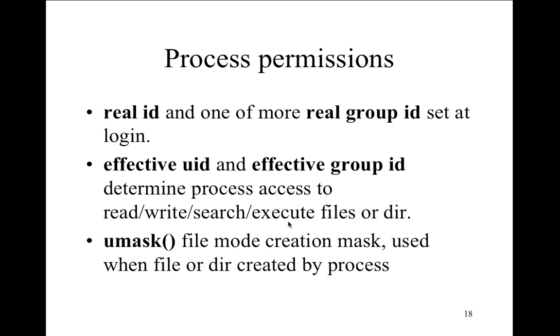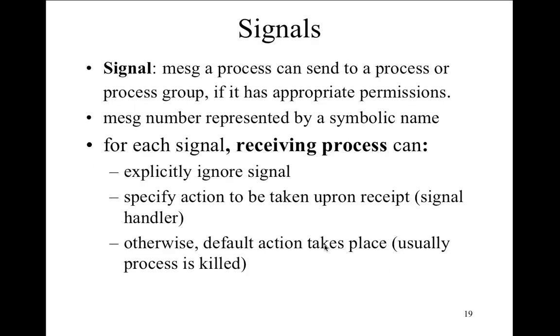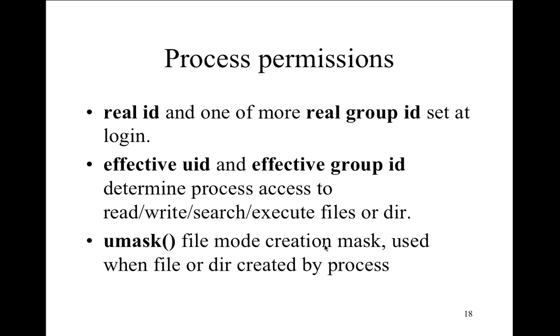Process permissions. We have real IDs and one or more real group IDs that are set at login. We have effective user IDs and effective group IDs that determine process access to read, write, execute, and search files and directories. UMask delivers the file mode creation mask used when a file or directory is created by a process. It says, hey, you're owned by you, and you can do this and you can do that.